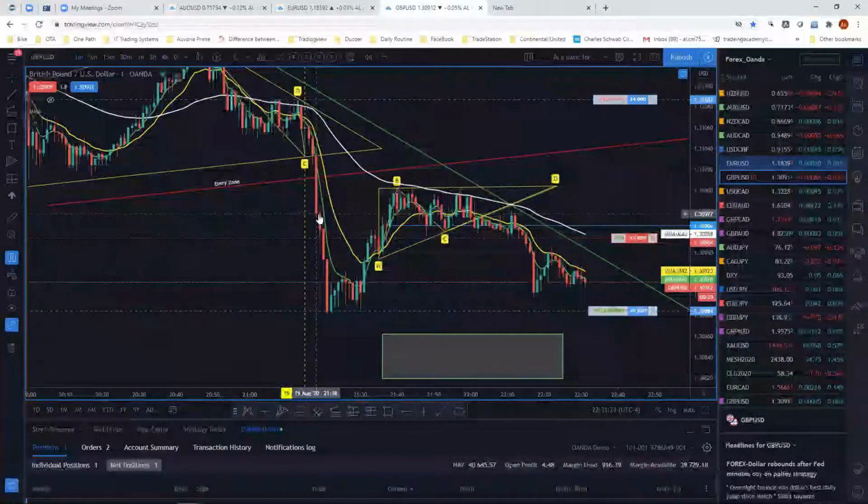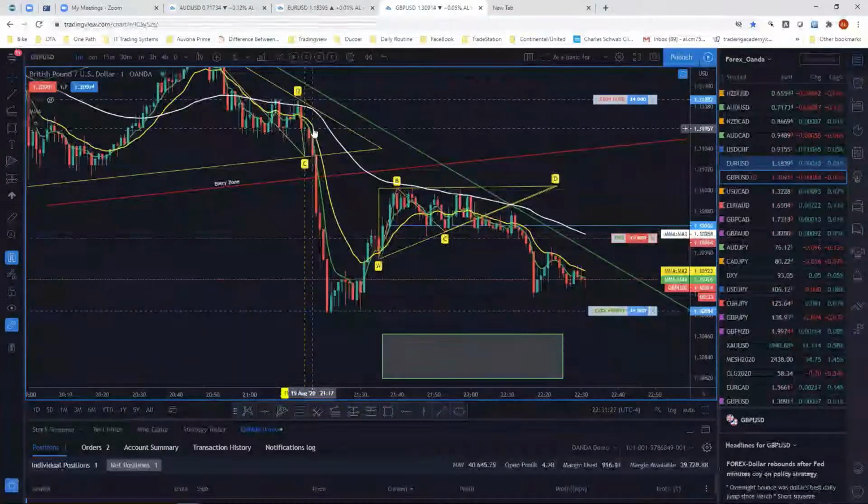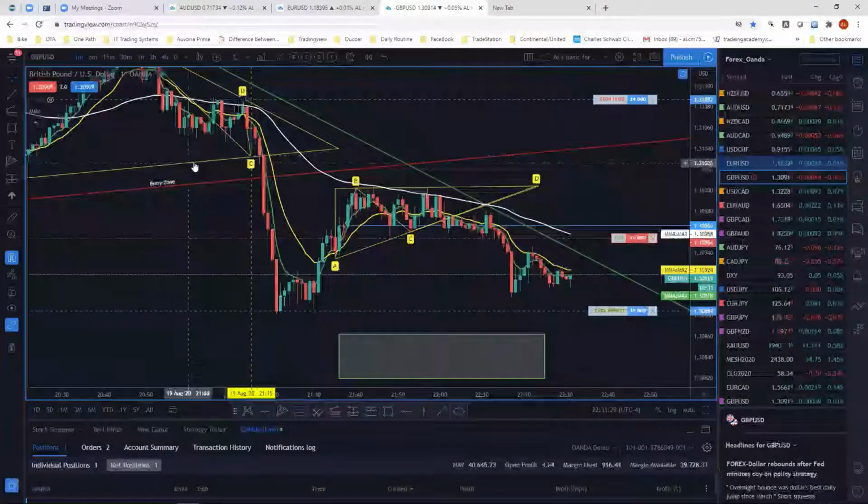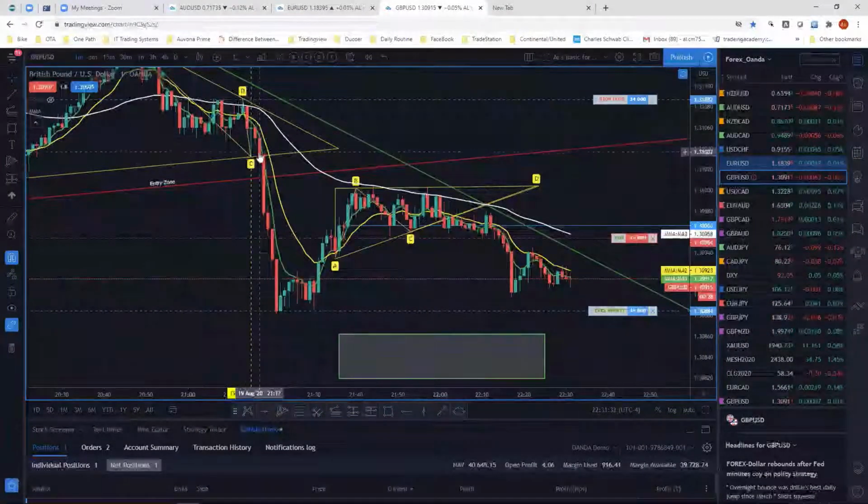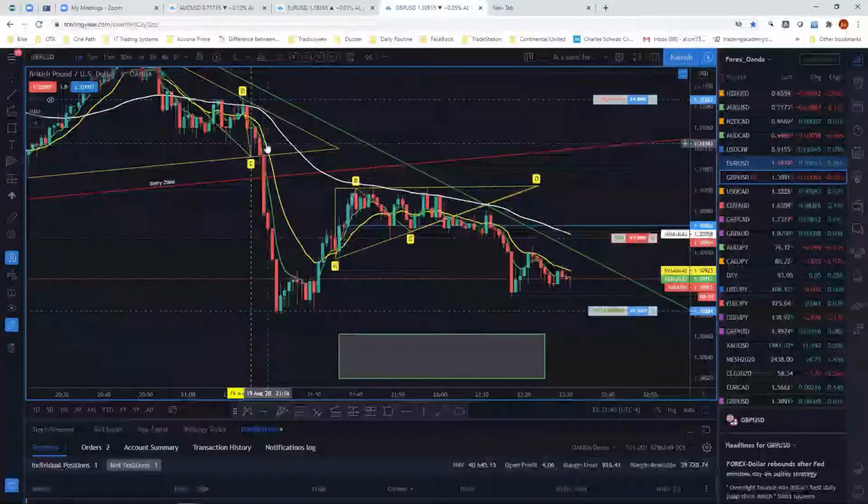So that was a huge candle. This one did not give you much of a chance, because normally what I would be saying is, here's your wedge. You get a candle that comes in, it's got to close below the wedge. This candle right here did not close below the wedge, so I couldn't take the trade yet. So you wait for the next one.